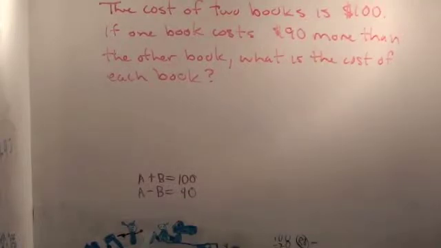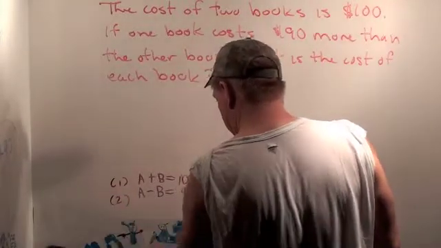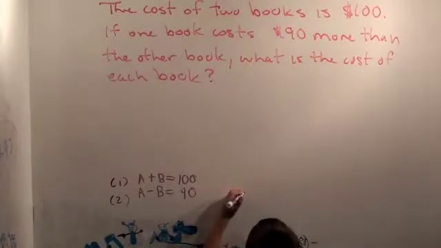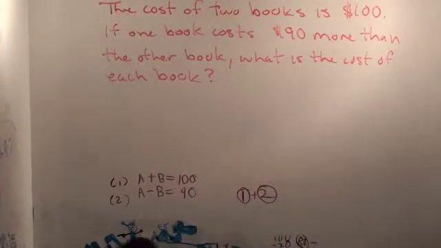We could add them together. Okay. So the easiest thing to do sometimes when you have 2 equations like this is call this equation 1 and call that equation 2. So 1 plus 2. What do you get when you do equation 1 plus equation 2?